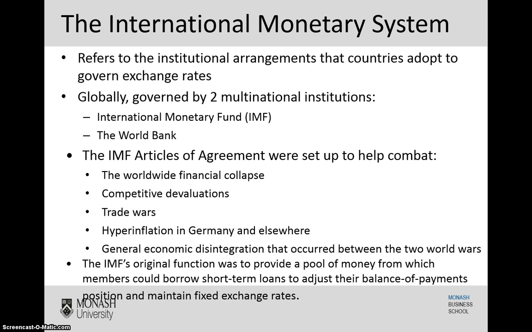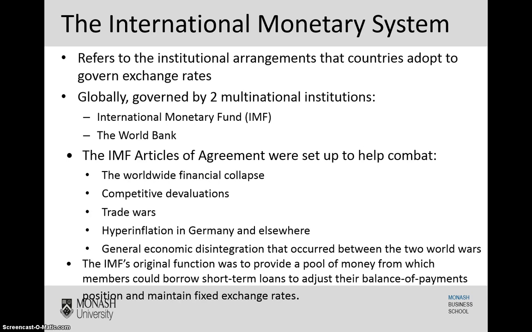previous videos this week. On a global scale, it tends to be governed by two key multinational institutions, the International Monetary Fund, or the IMF, and the World Bank, and we're going to go through both of them today, but in particular we're going to focus on the IMF given its significance in the international monetary system.